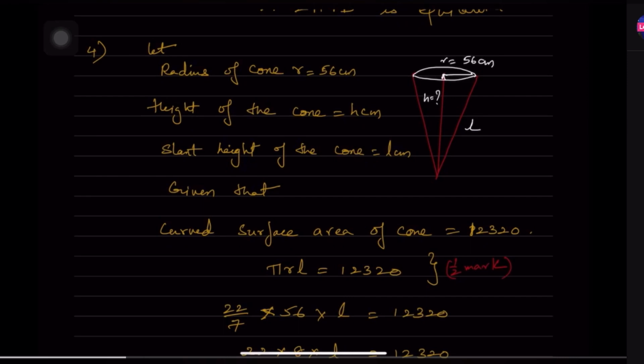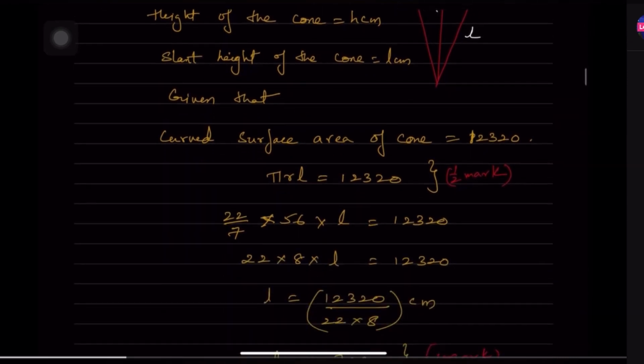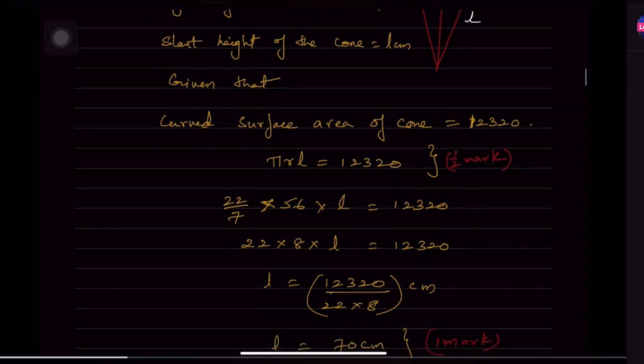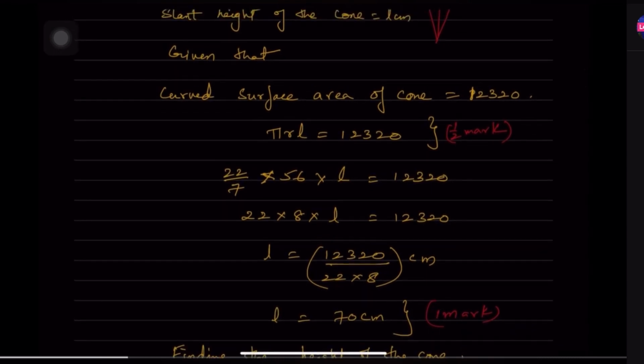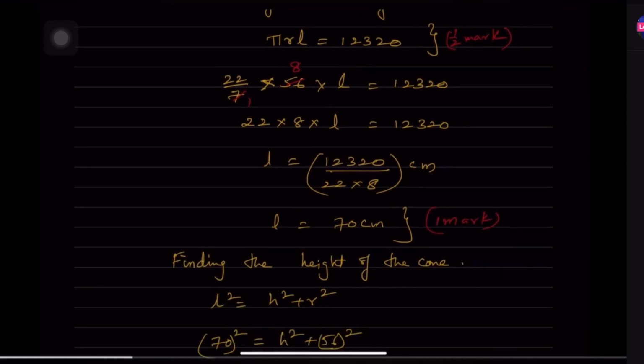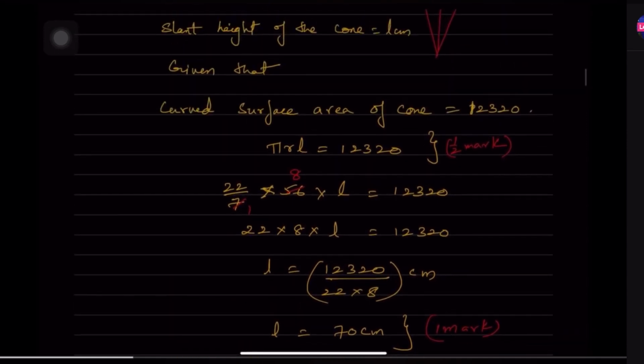Given that the curved surface area of the cone is 12,320, therefore pi R L is equal to 12,320. From this you can find out the slant height. So putting all the values, 22 by 7 into 56 into L is equal to 12,320. Here 7 eights are 56. Therefore 22 into 8 into L is equal to 12,320. Dividing 12,320 by 22 into 8, you get L is equal to 70 centimeters.